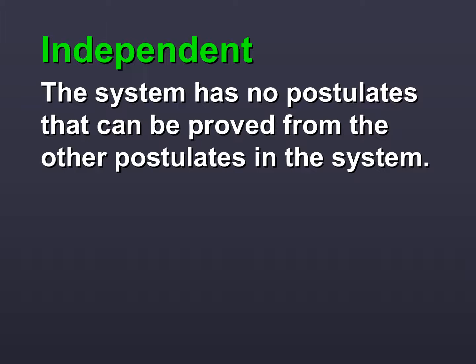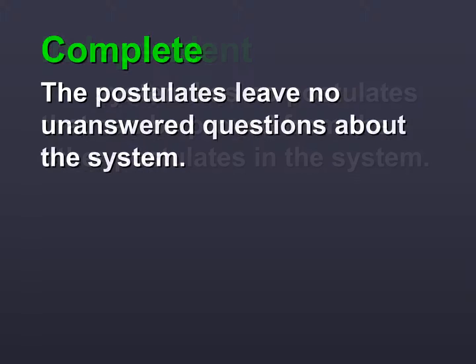Let's look at independent. In this case, the system has no postulates that can be proved from other postulates in the system. So it's not going to be dependent on anything else to prove that it's true. Then we have complete. Okay? The postulates leave no unanswered questions about the system.